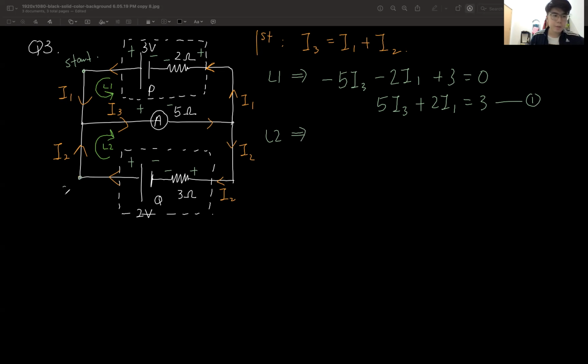Loop 2. Let's start from here. First is minus 5I3, and then minus 3I2, the internal resistance, and then plus the 2 volt, equals 0. So 5I3 plus 3I2 equals 2. That is my equation 2.